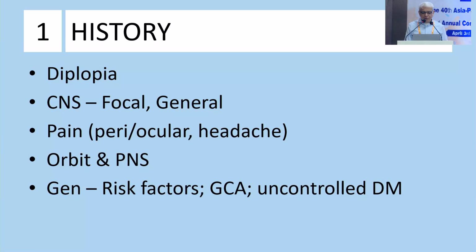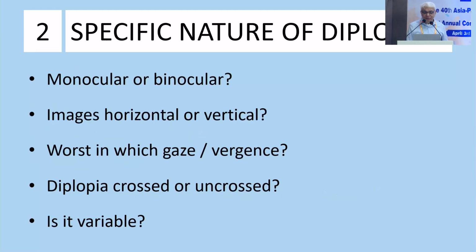And of course, general factors like risk factors like diabetes, hypertension, hypercholesterolemia, etc. But apart from that, giant cell arteritis is something you need to remember. And my nightmare, my scary thing, is uncontrolled diabetes in the presence of cranial nerve palsy. Is it mucormycosis, for example, which can be very fatal.